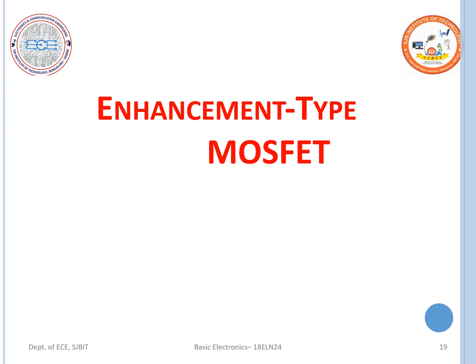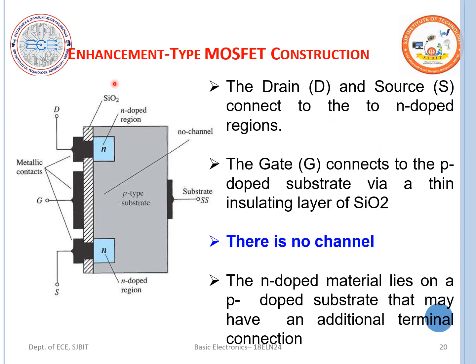So let us come to the N-channel enhancement type MOSFET. Here, in the same working construction, the drain and the source connect to the N-doped regions. The gate connects to the P-type doped substrate through a thin insulating layer, that is silicon dioxide. There is no channel. The N-doped material lies on the P-doped substrate that may have an additional terminal connection.